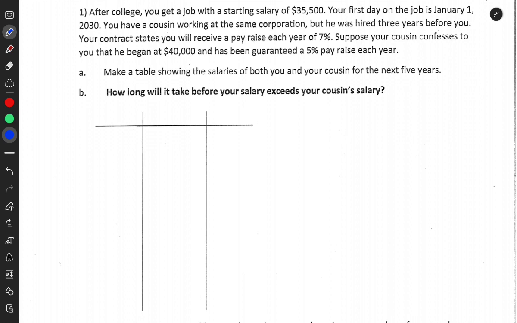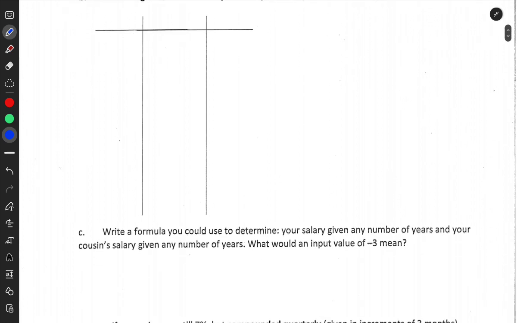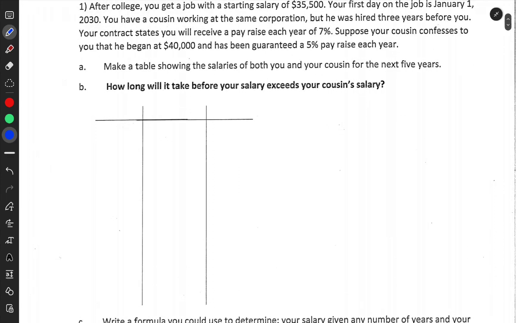And probably before I do the table, down here it says write a formula you could use to determine your salary given any number of years and your cousin's salary given any number of years. And then what would an input of -3 mean? Okay, so I'm going to write some formulas here first.